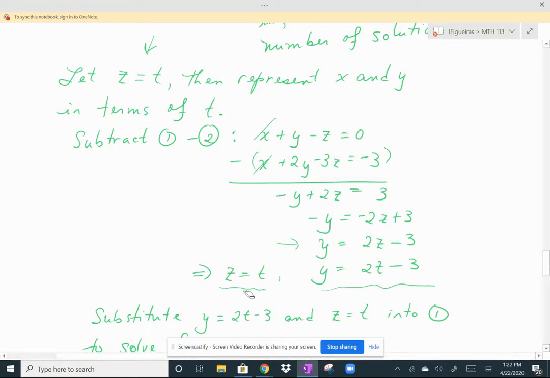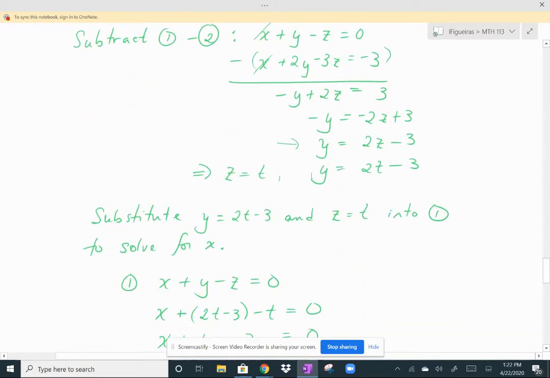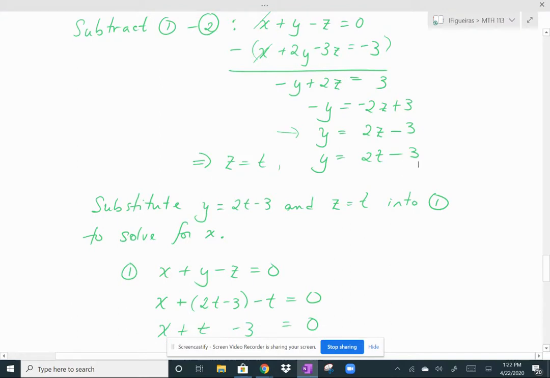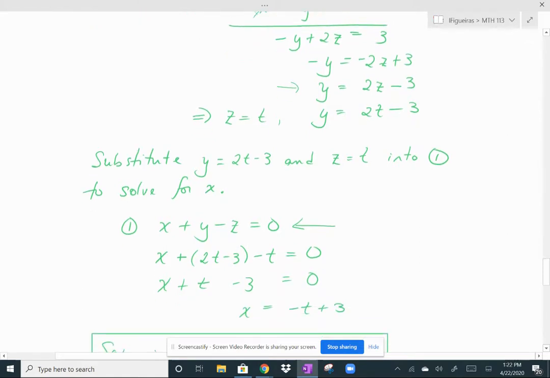Okay, but now that we know that y is 2t minus 3 and z is t, we're going to plug it into one of the original equations, and I'm going to plug it into 1. It doesn't matter if you pick equation 1, 2, or 3, you will get the same answer. So I'm picking 1 because it's just a simpler equation. So this is equation 1 as a reminder. And I'm going to replace the y with 2t minus 3 and the z with t, which is what you see on the second line here. And then you want to combine like terms. And when you do, you'll get the third line, x plus t minus 3 equals 0. And then finally solve for x by subtracting t and adding 3.